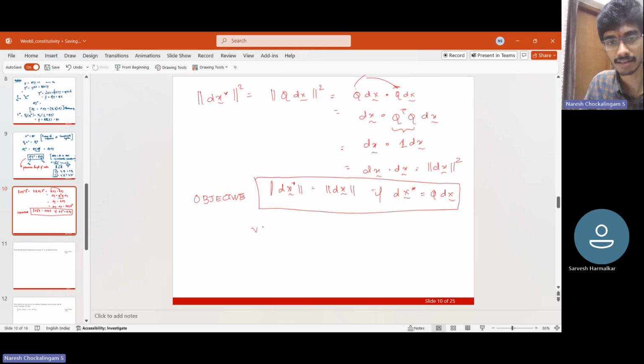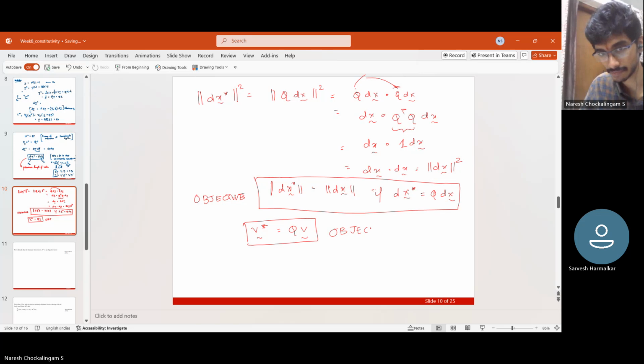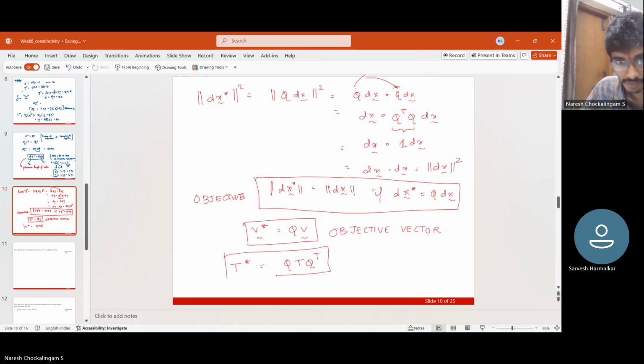So vectors that obey v star is equal to Qv are called objective vectors. So this is the condition for objectivity of a vector. So this preserves an invariant of the vector. Similarly, for tensors, the condition is T star is equal to Q T Q transpose. So this is an objective tensor.